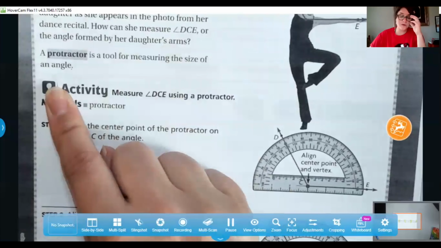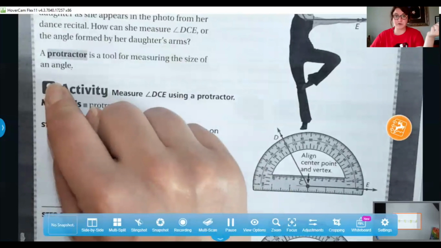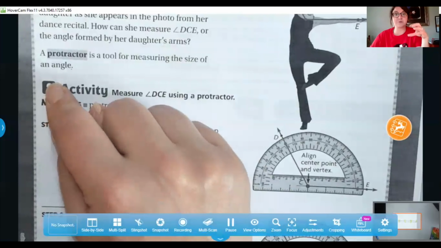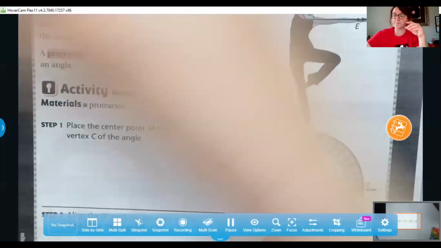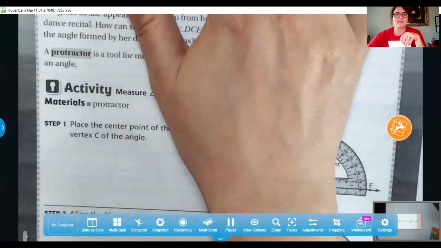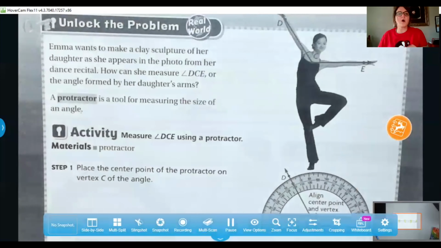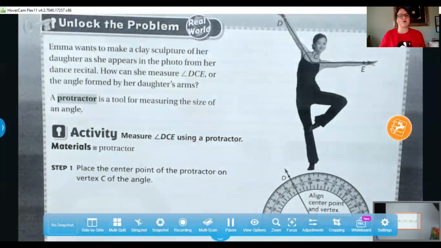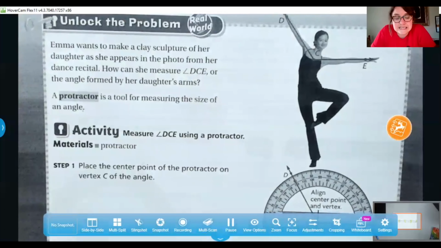So I'm going to show you a couple of problems where we use the protractor and then a couple other problems where a protractor is provided for you. So let's read this first problem. Emma wants to make a clay sculpture of her daughter as she appears in the photo from her dance recital. How can she measure angle D, C, E, or the angle formed by her daughter's arms?